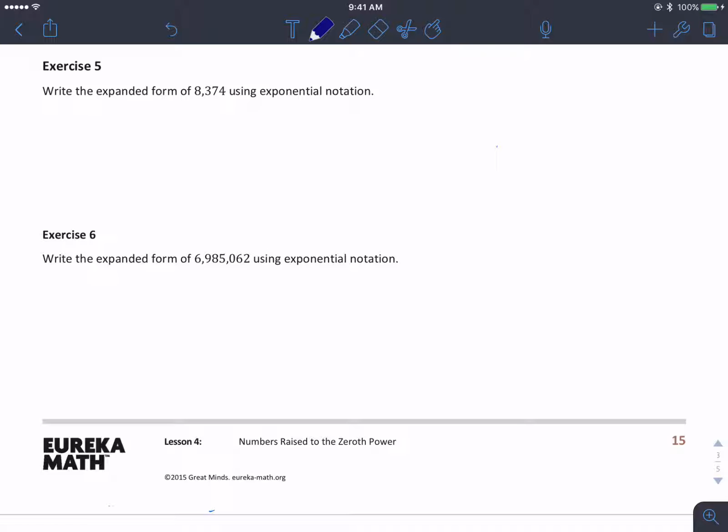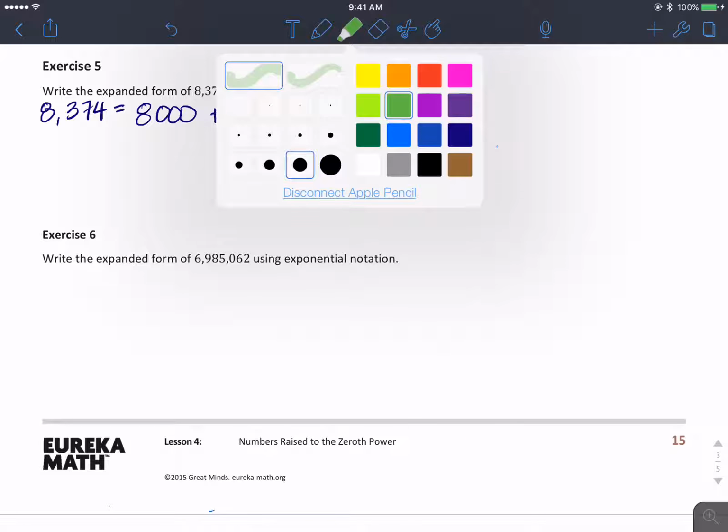Okay, so for homework, you're supposed to do exercise 5 and 6. And the hint that I gave to you in class was that 8,374 in expanded form is 8,000 plus 300 plus 70 plus 4. Okay, so your goal is to put each of these numbers in exponential notation.